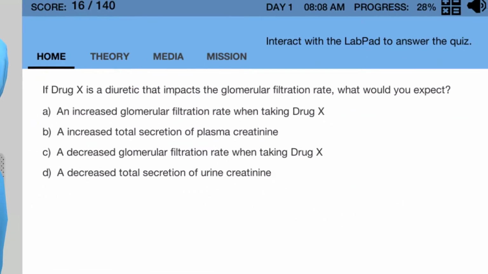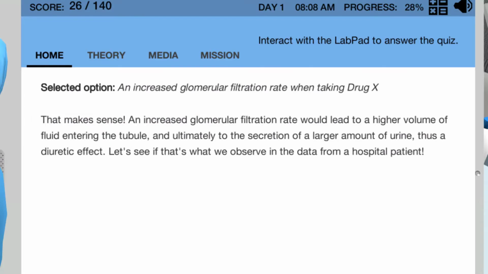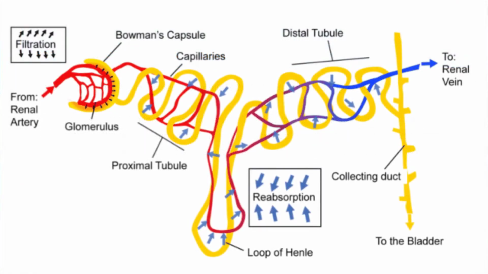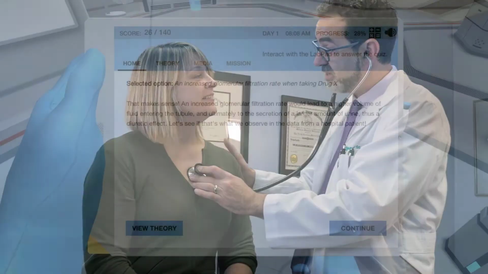If Drug X is a diuretic that impacts the glomerular filtration rate, what would you expect? That makes sense. An increased glomerular filtration rate would lead to a higher volume of fluid entering the tubule, and ultimately to the secretion of a larger amount of urine, thus a diuretic effect. Let's see if that's what we observe in the data from a hospital patient.